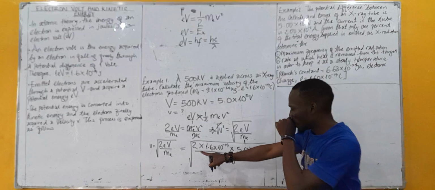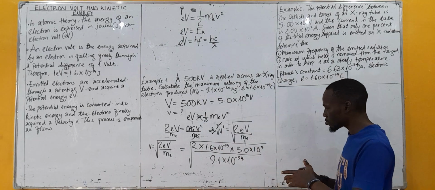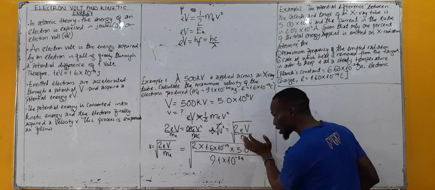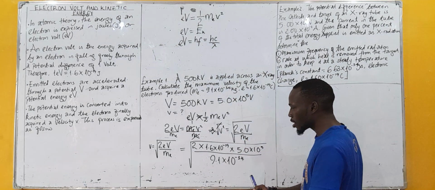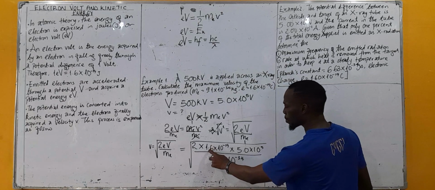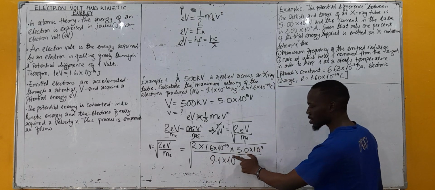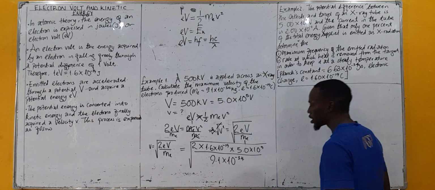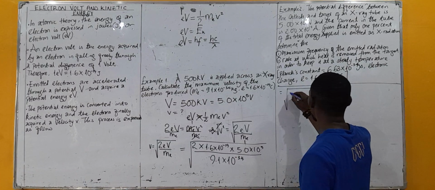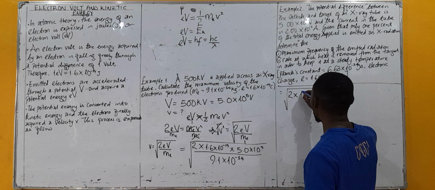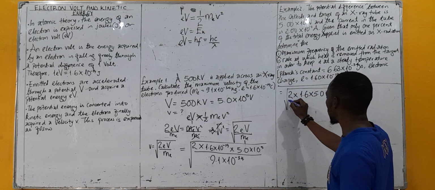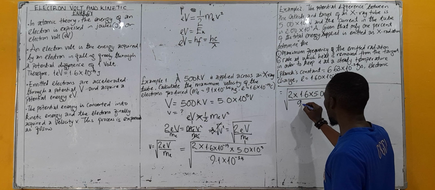Now this is what you do. Pick every number and leave that which is 10. I repeat, pick every number and leave that which is 10. I'll pick 2, I'll pick 1.6, I'll pick 5.0, I'll pick 9.1. So it now becomes square root of 2 times 1.6 times 5.0 divided by 9.1.